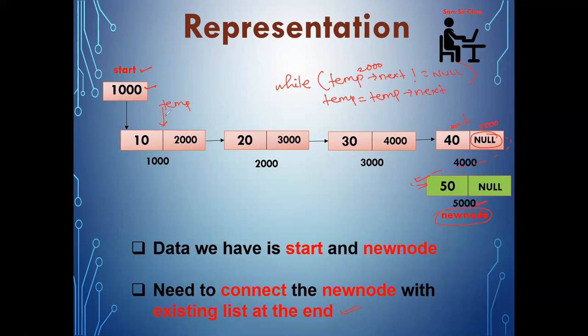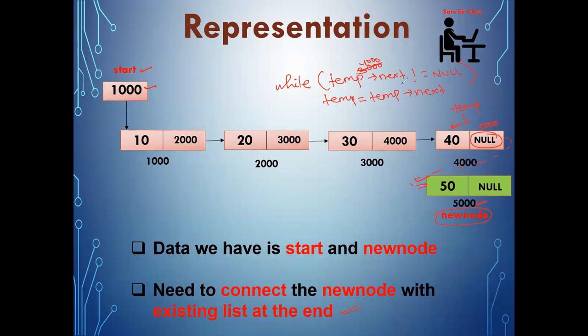Okay, so now temp will point to 2000. Again, I am checking temp next. Now temp next is 3000. Not equal to null? Yes, true. True means instantly come and point to the next node. Okay. Again, check temp next is 4000, which is not equal to null. True. So temp will be pointing to the next node. Okay. So that means this node will be updated to the next node.